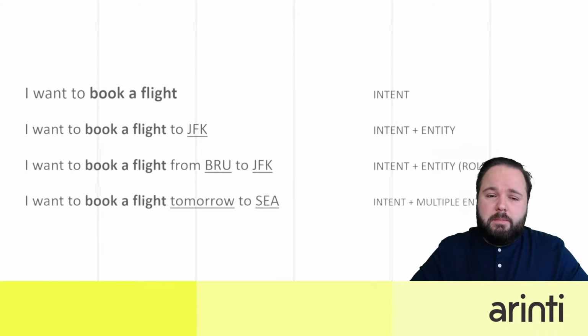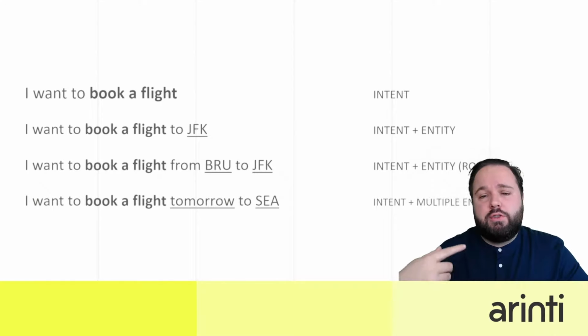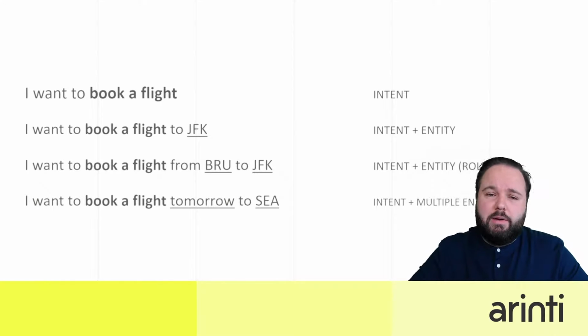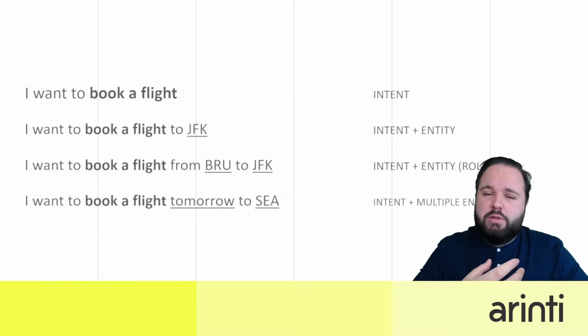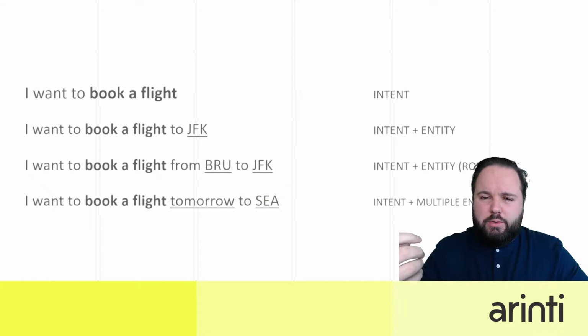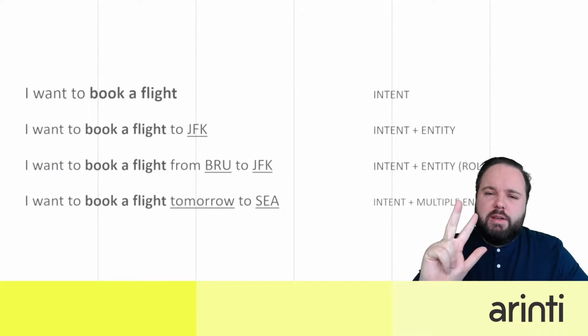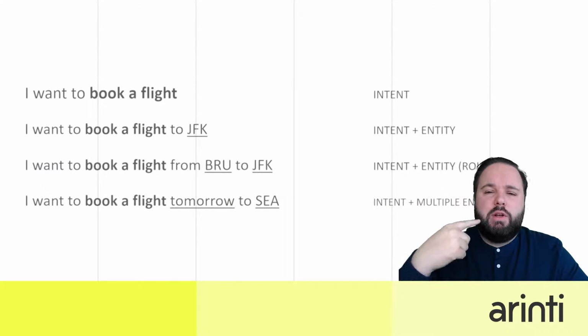Next one is even adding extra entities to it. I want to book a flight tomorrow to Seattle. Oh, I wish I could. Now, in this case, we have tomorrow, which is our date that we want to make use of, and we know where we want to go to. Now, out of this one sentence, we have 3 important details that we want to reuse in our chatbot.